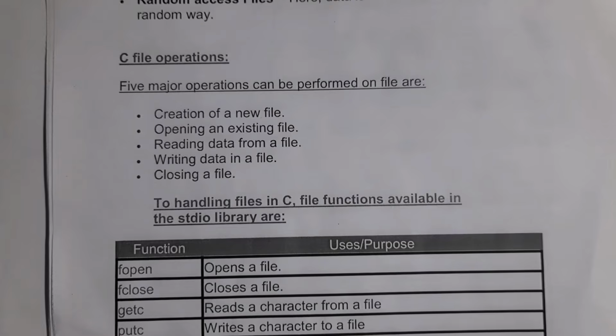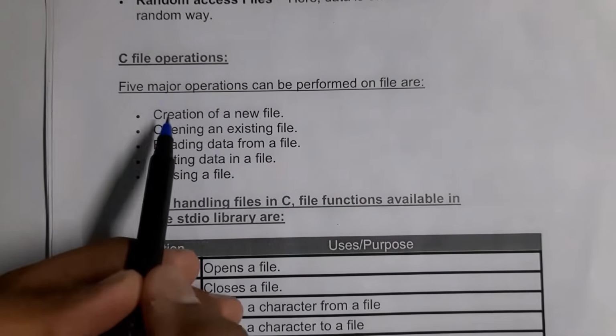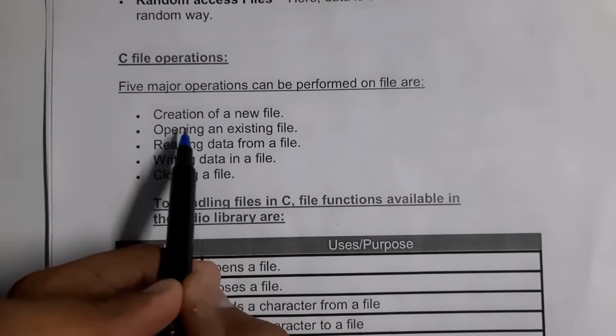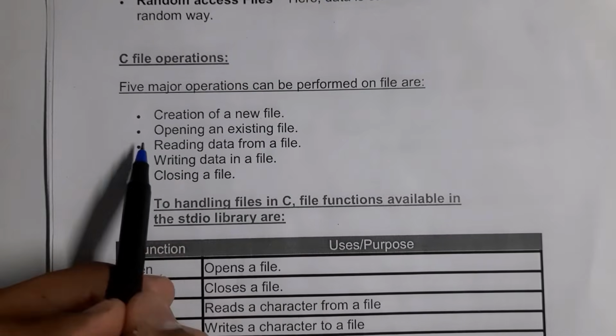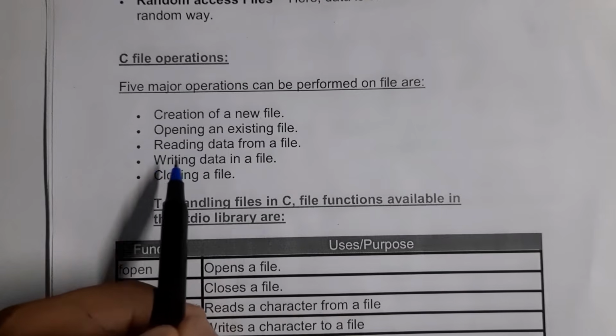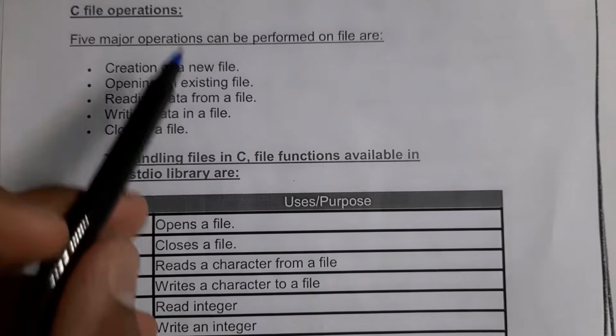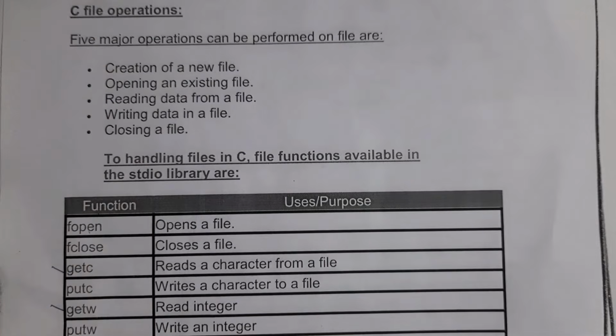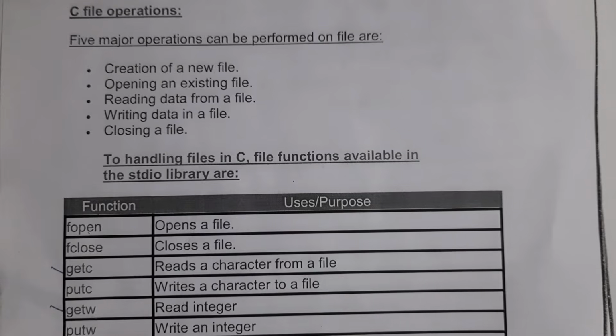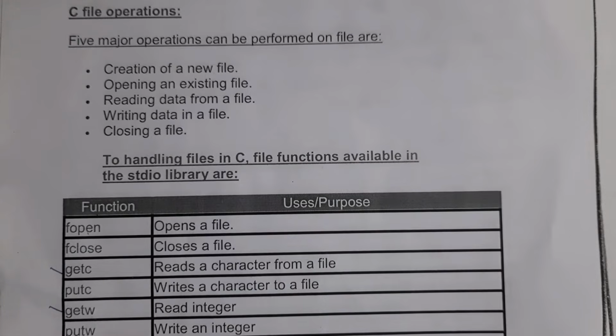Next one is file operations. In total there are 5 major file operations. They are: first, creation of a new file; second, opening an existing file; third, reading a file; fourth, writing a file; and fifth, closing a file. In order to perform these file operations, you need to know what the various file functions are, and also what the various modes of the file are. At first I will explain the various file functions.